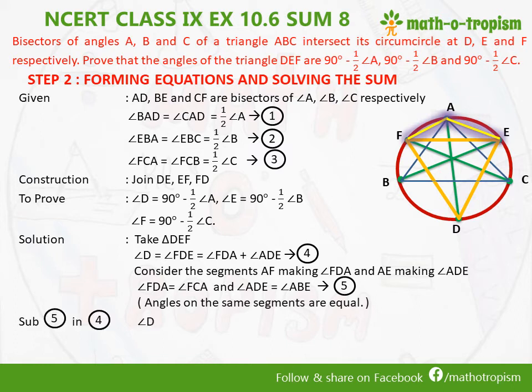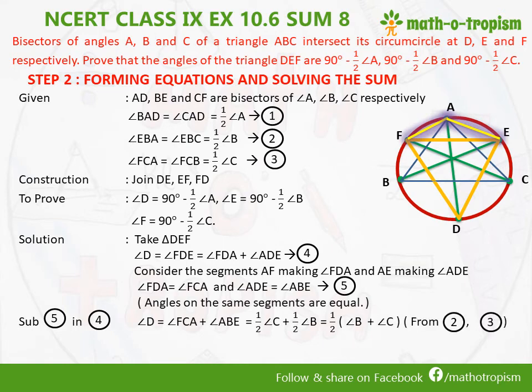Next we will substitute 5 in 4, so we will get angle D is angle FCA plus angle ABE, which is half of angle C plus half of angle B, which we can take in total as half of angle B plus angle C. This is because we are taking from equations 2 and 3. So we can take half of angle B plus C as half of 180 minus angle A, which is nothing but 90 degrees minus half of angle A, because of the angle sum property of the triangle ABC.